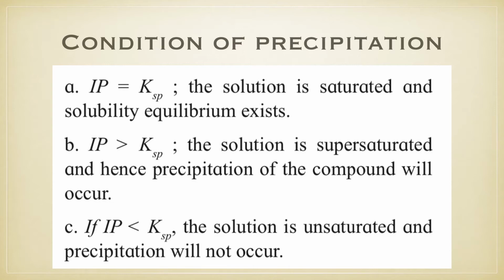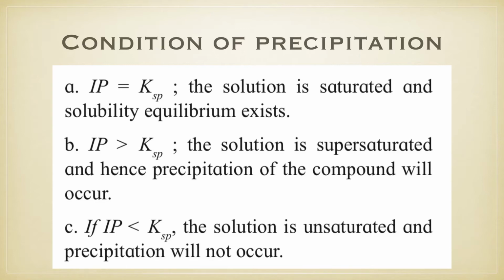Okay, so first, when IP is equal to KSP, the solution is said to be saturated and solubility equilibrium exists. So it is a saturated solution, but there is no extra ion, so it is not getting supersaturated. Now when IP is greater than KSP, what will happen? The solution will be supersaturated. That means more ions are there in the solvent. Therefore it will be referred to as a supersaturated solution. And what will happen? Precipitation of the compound will occur.